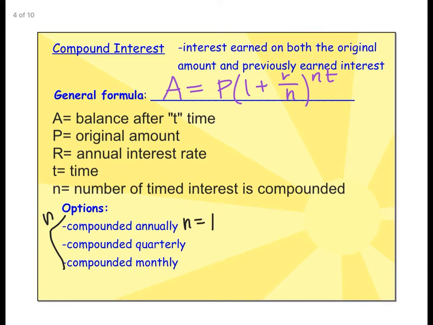N could also be compounded quarterly, which means the compound interest is done every quarter. Well, there's 4 quarters in a year, so in that case, N would be 4. Or your interest could be compounded monthly. Well, there's 12 months in a year, so if that was the case, N would be 12. So when you do problems, you'll pick either N as 1, 4, or 12, depending on the problem.